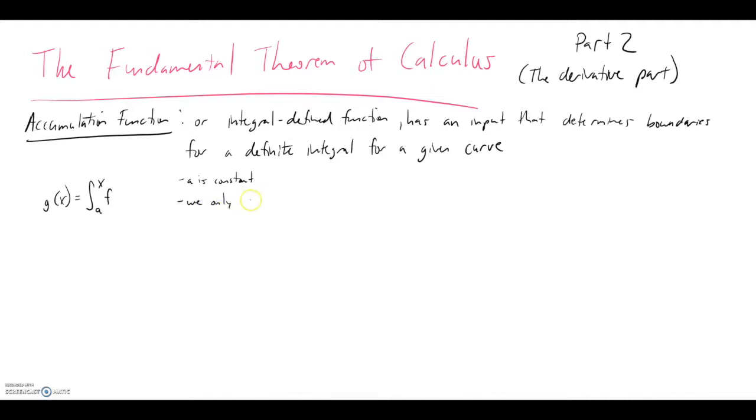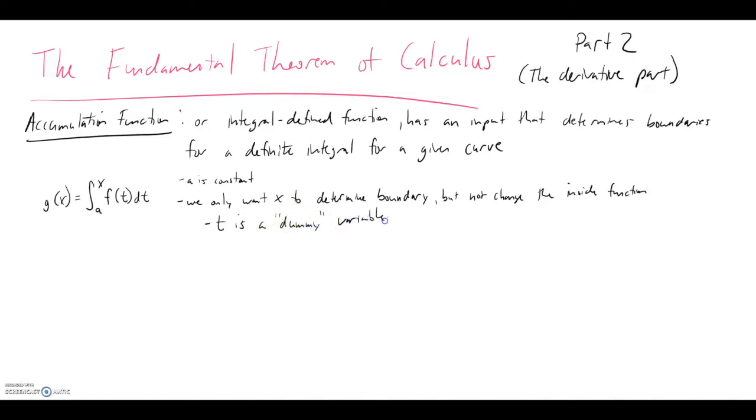Now, defining an accumulation function, we only want this x, this input, to determine the boundary on our definite integral. But what we don't want is for that input to change the inside function f. So what we're going to call this is f of t, and say we're evaluating the integral with respect to t. And in this case, t is just a dummy variable, or a placeholder variable. And this could have been any variable except for x. The key thing is, x cannot get to that inside function f. It must only determine a boundary on the integral.